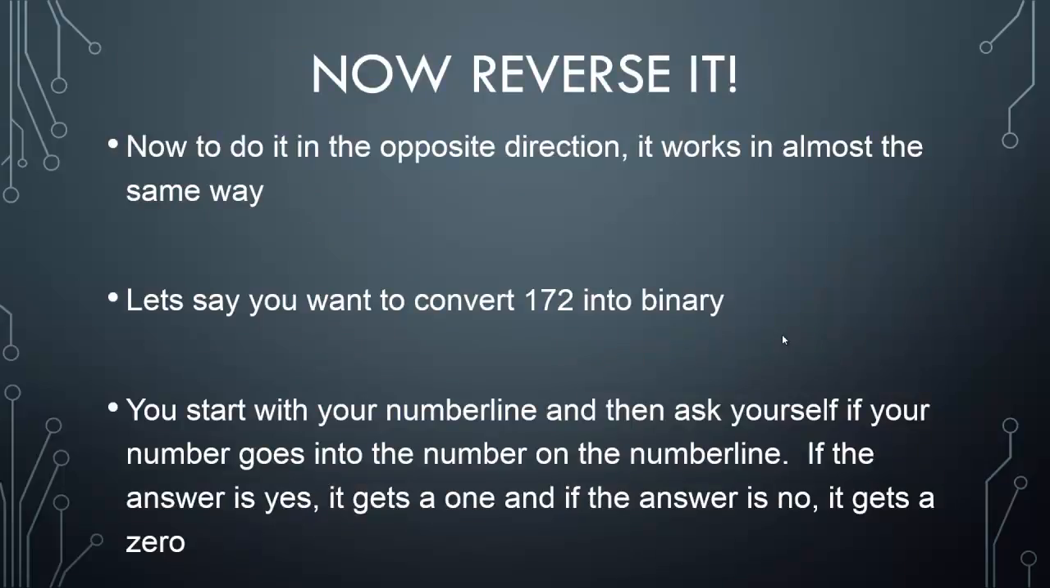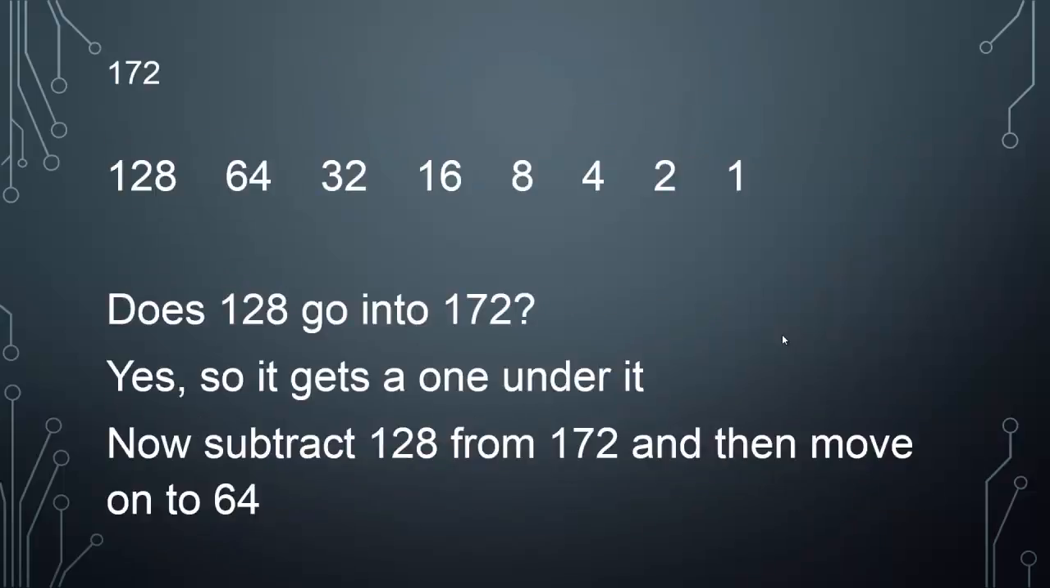All right, now that's the easy part. Now we're going to reverse it. Well, we're going to say, hey, I want to give you the number in decimal, and I want you to convert that into binary. So I'm going to give you 172, and I want you to convert it. Well, you do almost the exact same thing. You start with your number line, and then you ask yourself if the number goes into the number on the number line. So if the answer is yes, it gets a 1, and if the answer is no, it gets a 0. So let me walk through an example for you.